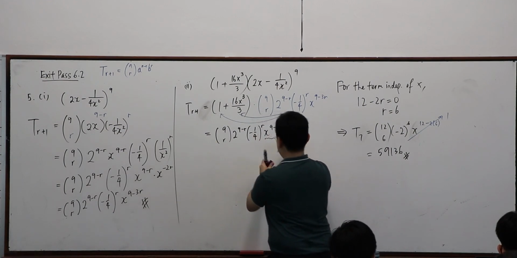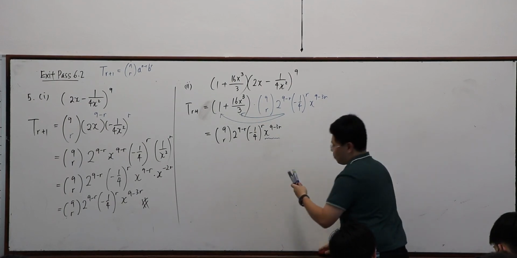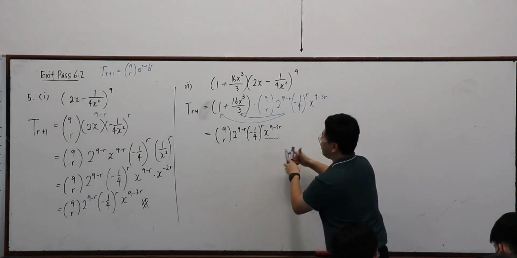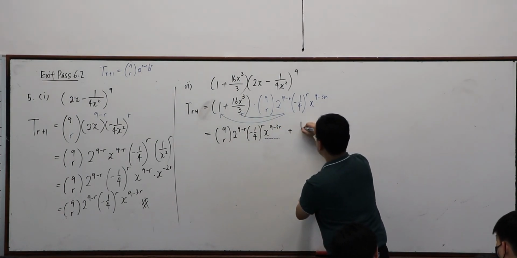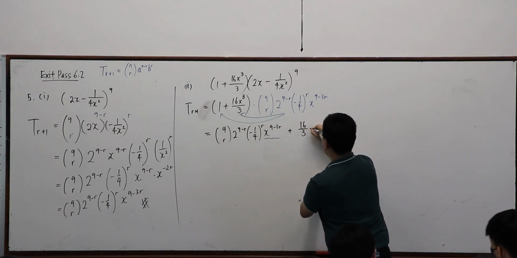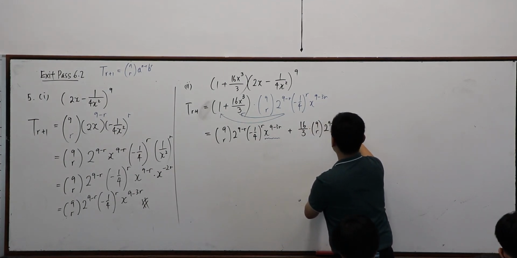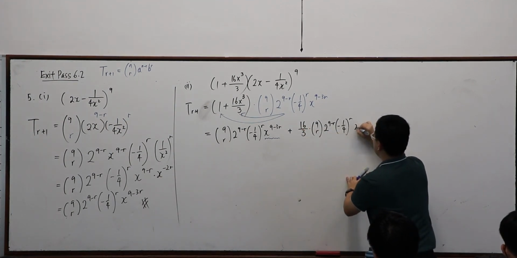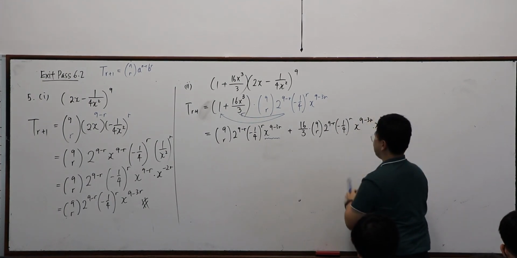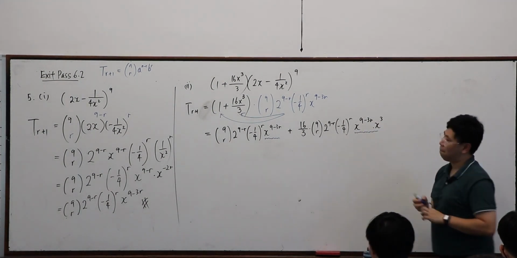Okay, we are interested in this. Let's expand the next term. We are interested in 16 times 16 over 3 times this. So 16 over 3 times 9 choose r times 2 to the power 9 minus r over 1 over 4 power r, and then x cubed. So this will be x to the power of 9 minus 3r times x cubed, like this. Okay, so this is the one we are interested in.